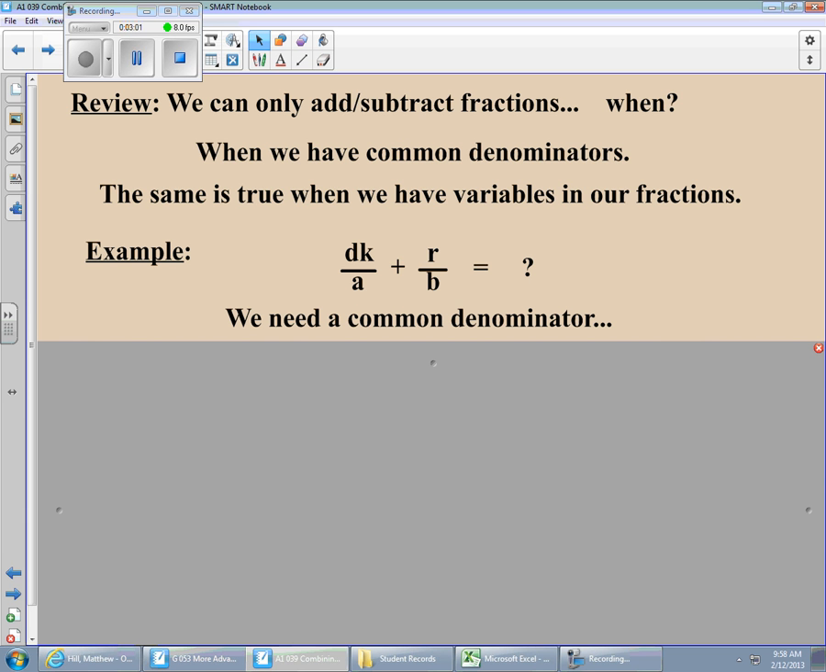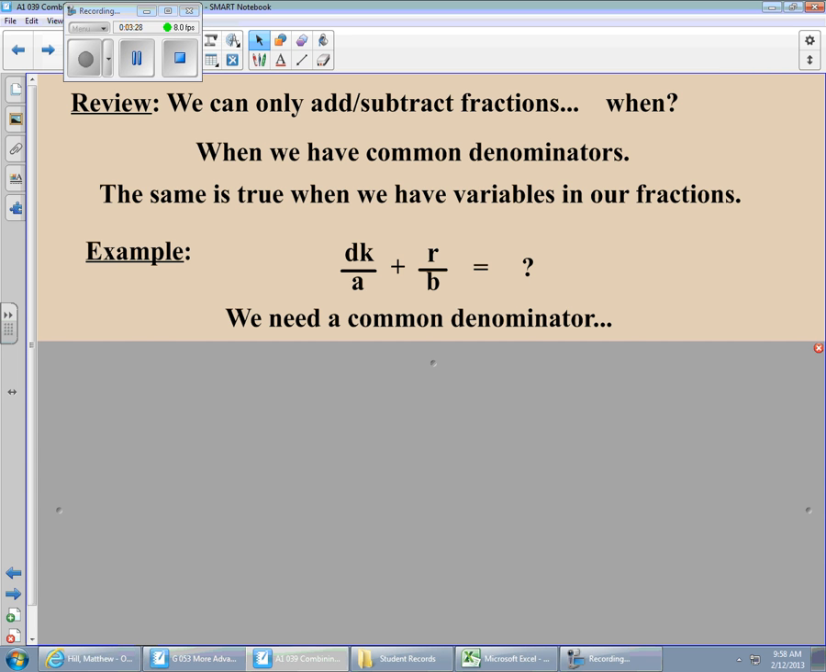Now, mostly I think people are generally okay, even though they may be a little bit shaky, with finding common denominators when there's numbers involved. But for some reason we throw up a little bit of a mental block and say, you know what, it's just too difficult when there's variables involved. It's no more difficult when there's variables involved. We just have to figure out what the denominator can become.